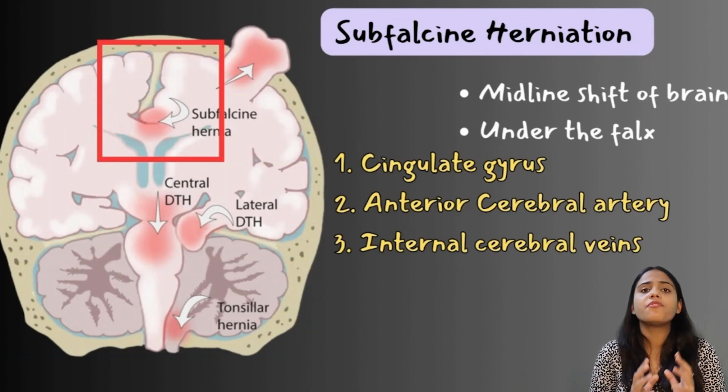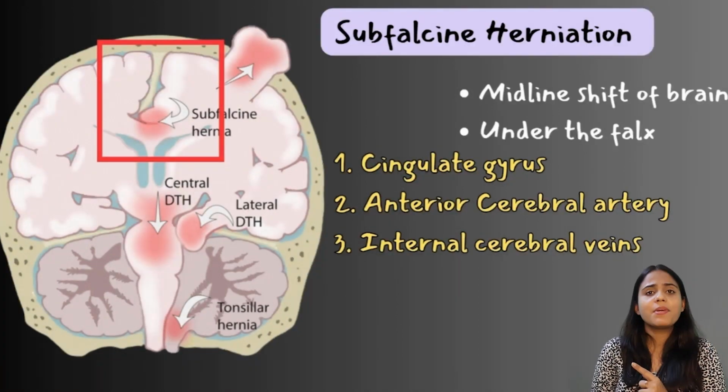Number 1 is the subfalcine herniation, which is the most common type of herniation. Here there is shifting of one hemicrania across the midline towards the other side under the inferior free edge of the falx. The structures involved: the cingulate gyrus, the anterior cerebral artery, and the internal cerebral veins, all of which are displaced to the opposite side across the midline.